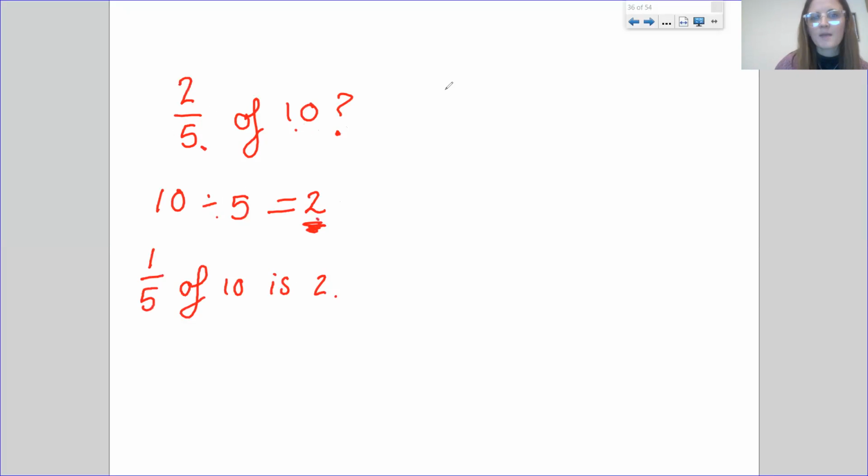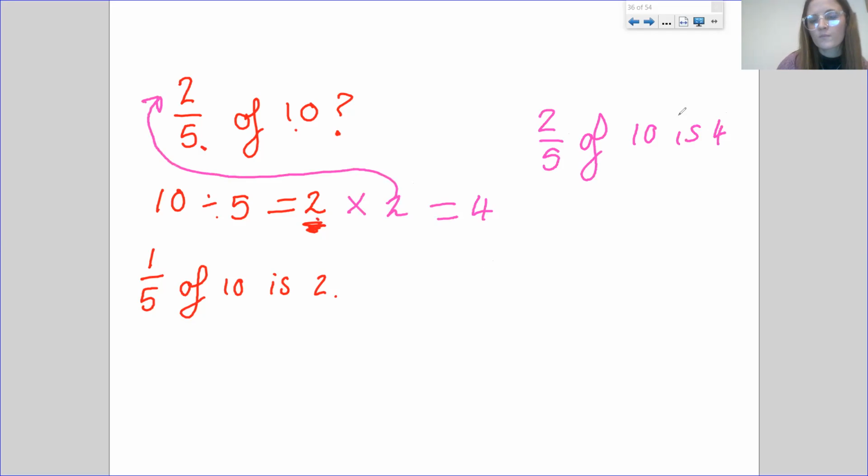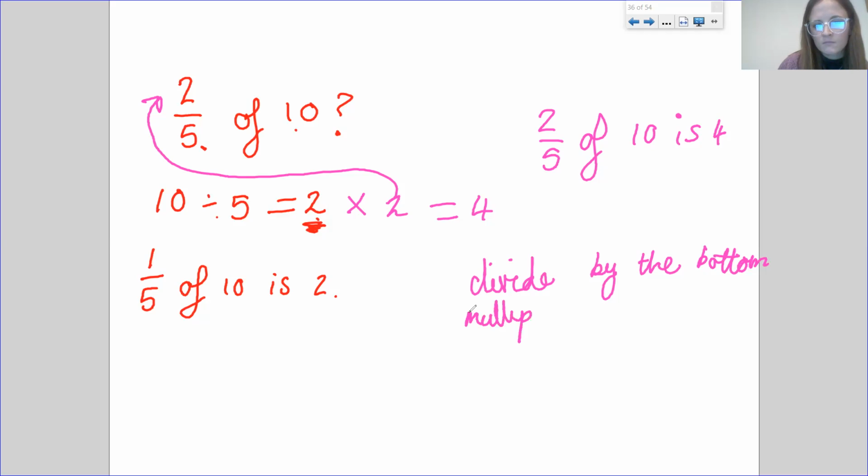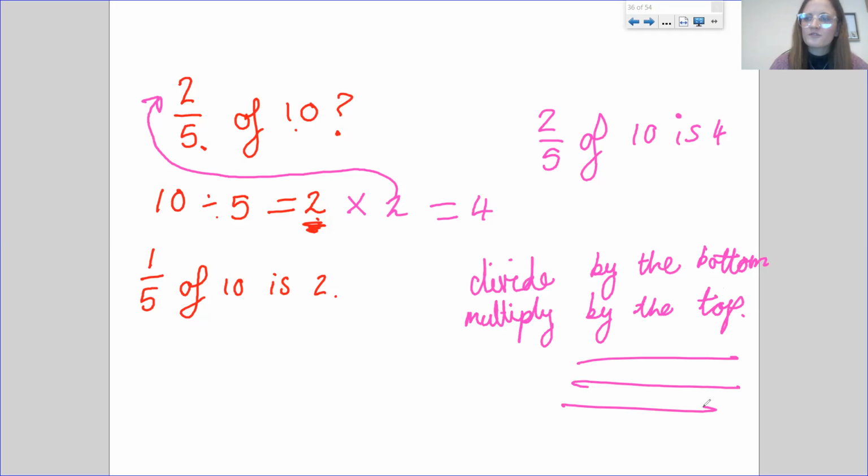So 2/5 will be this number, I'm going to do it in a different color, multiplied by the top number. So multiplied by 2 will give me 4. So 2 fifths of 10 is 4. Okay, so you divide by the bottom and you multiply by the top. So that is your rule when you're finding fractions of an amount. You divide the number by the bottom, you multiply it by the top number.